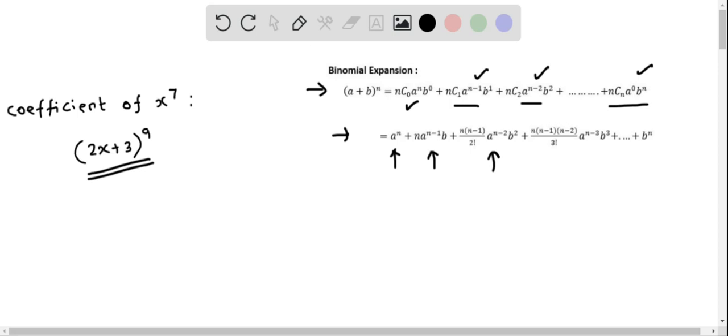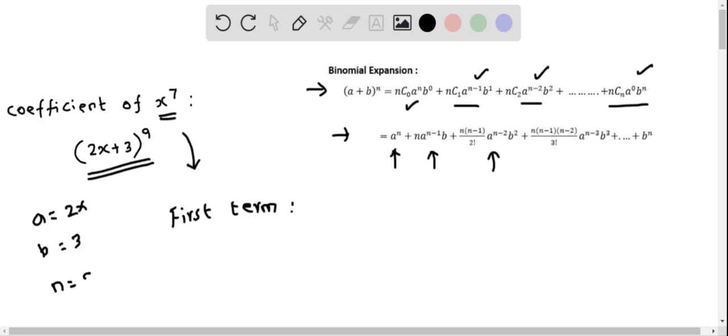To write down the coefficient of x power 7, we have to first identify in which term we will get x power 7. For that, let's write down the first few terms, till the first three terms. I'm going to write down the first term of the expansion of (2x + 3) raised to the power of 9. So the first term is given by a^n. Here a equals 2x, b equals 3, and n equals 9.